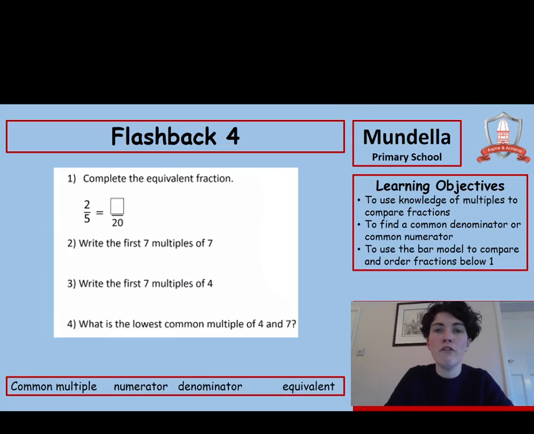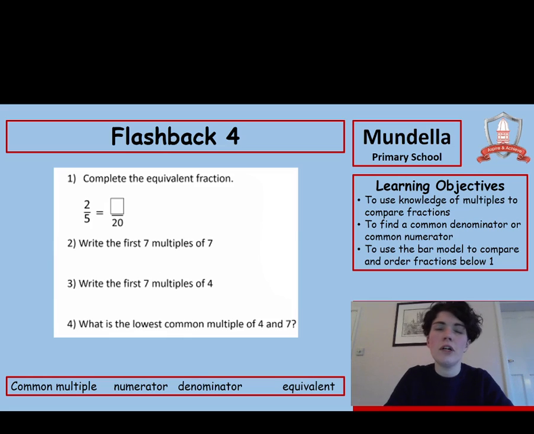So, Flashback 4 for today's session. In the first question, you're asked to complete the equivalent fraction. Remember that equivalent means, good, it's the same amount. So a fraction which is of the same value, however it's represented differently. Question 2, write the first 7 multiples of 7. Question 3, write the first 7 multiples of 4. And question 4, what is the lowest common multiple of 4 and 7?